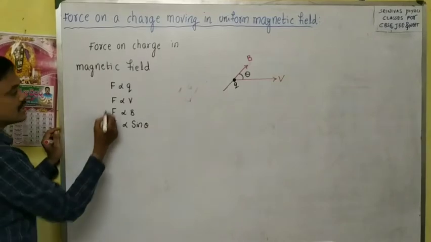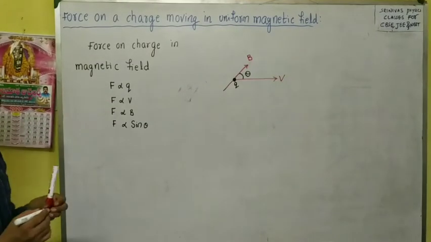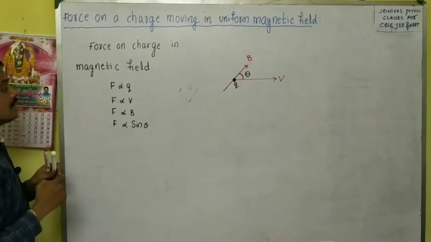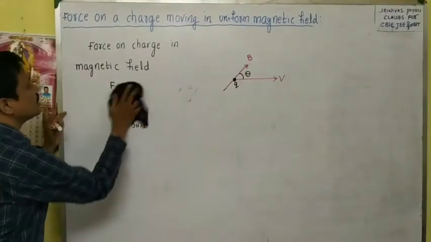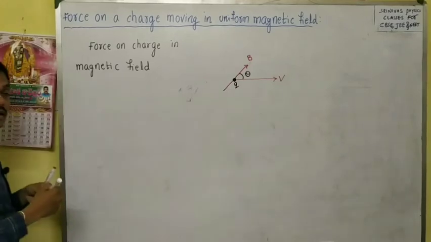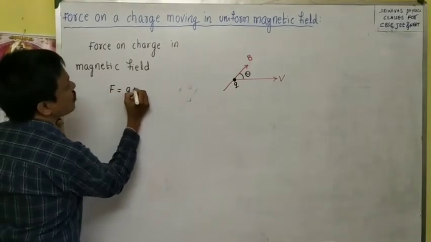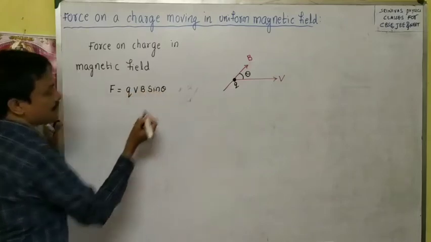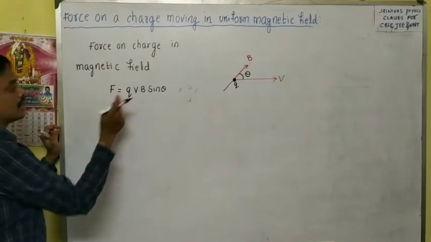When we combine these, we get one formula. We can write directly that force depends upon all these factors, so F is equal to qvB sin theta. The force depends upon the charge, velocity, magnetic field and angle. This is the basic formula, and you have to remember this is the force on the charge in a magnetic field.